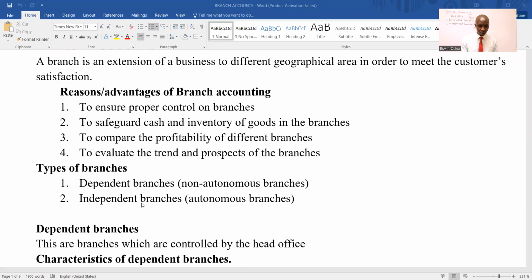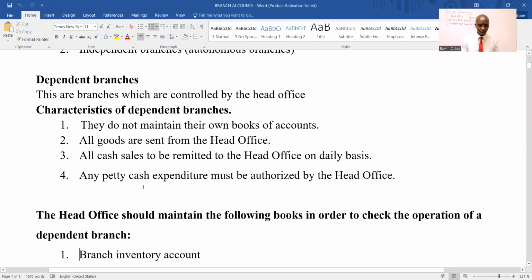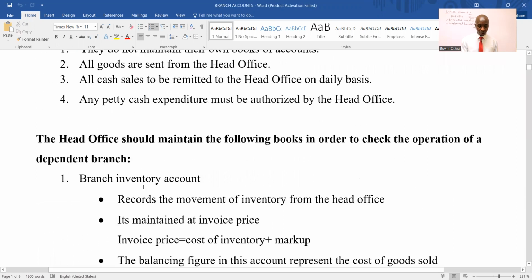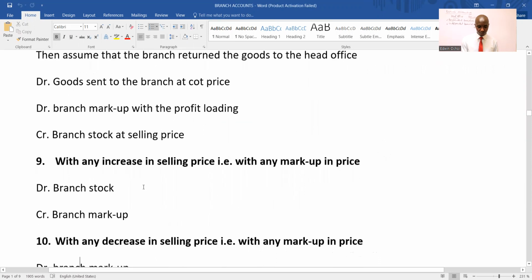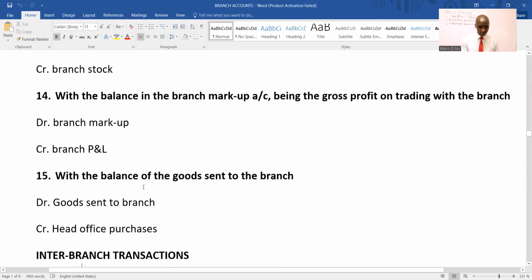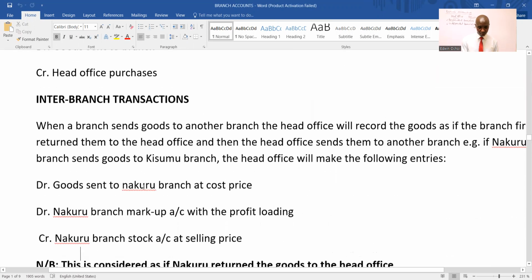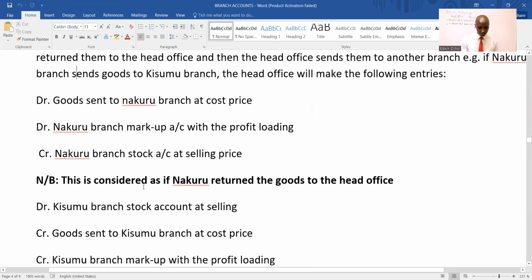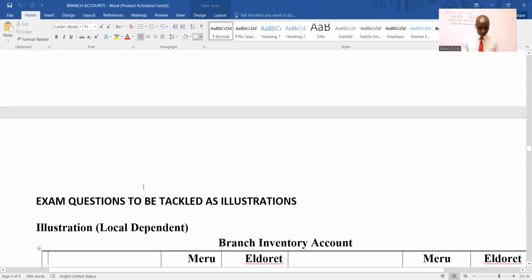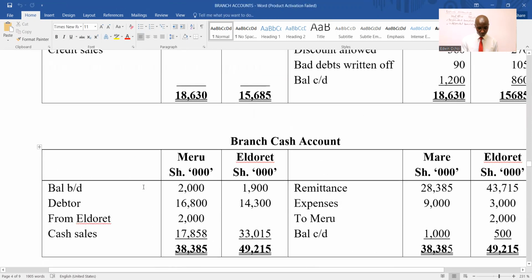So I will go direct to independent branches. In our next session, or if time allows, we do dependent. For now, I will be doing independent, so I have to skip dependent. That is the work of another day. So let's go direct to this.